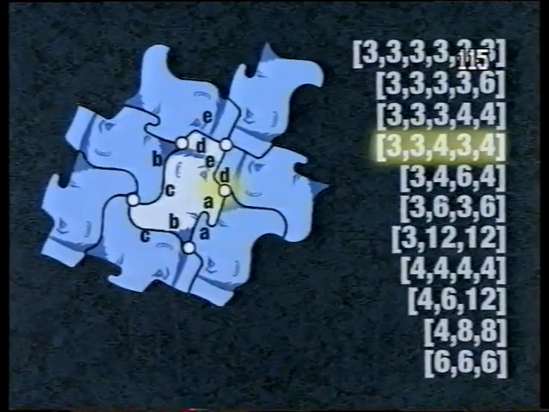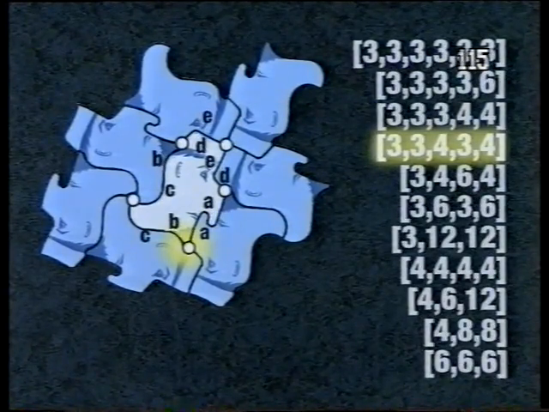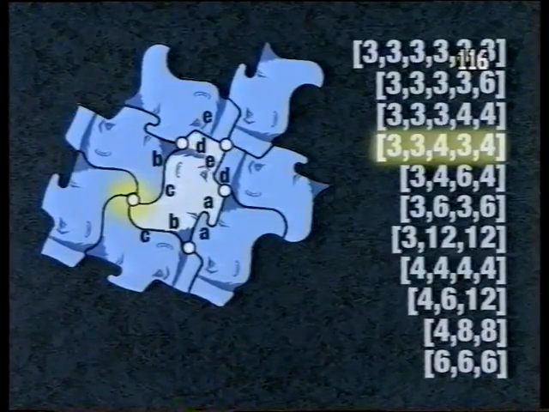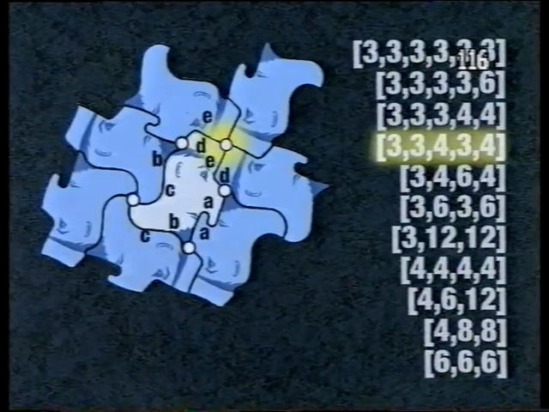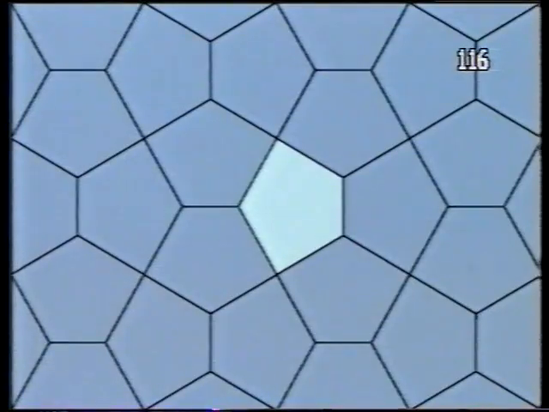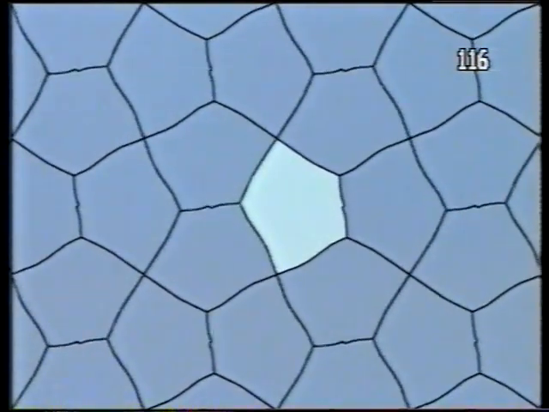The answer is 33434. There are 3 tiles surrounding this vertex, 3 surrounding this vertex, but now 4 tiles surround this vertex. Then 3 surround this one, and 4 surround the final vertex. So our tiling should be an elastically distorted version of the Laves tiling 33434. And so it is. You can see we're getting there.